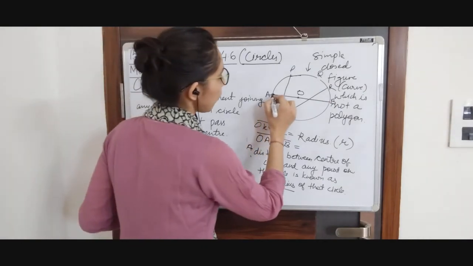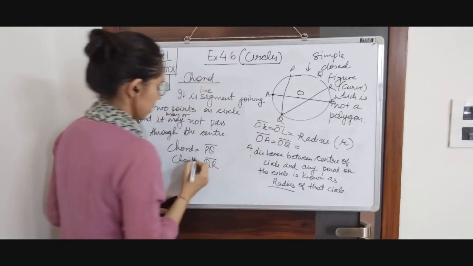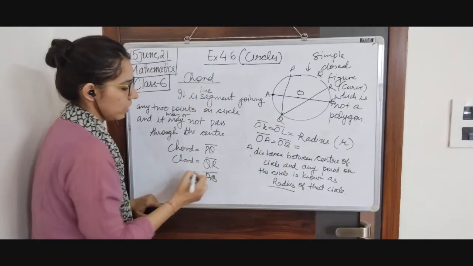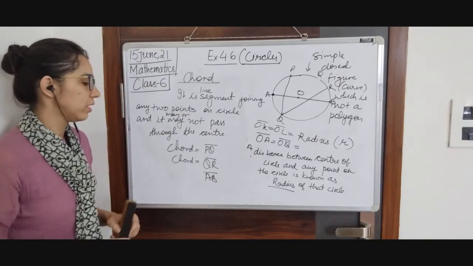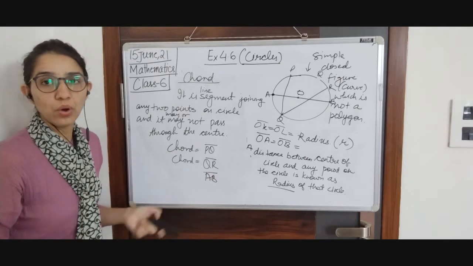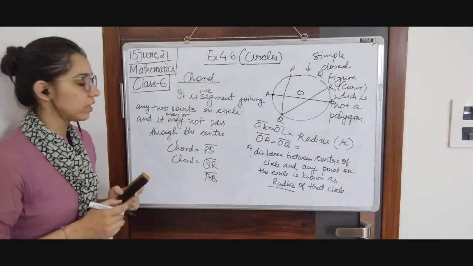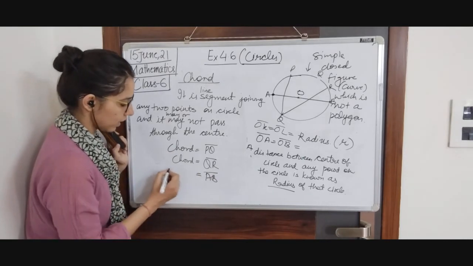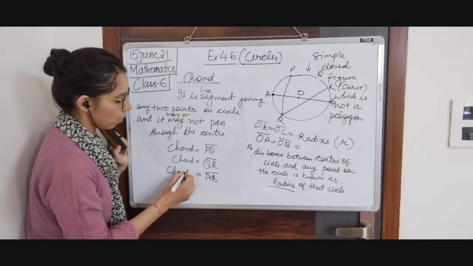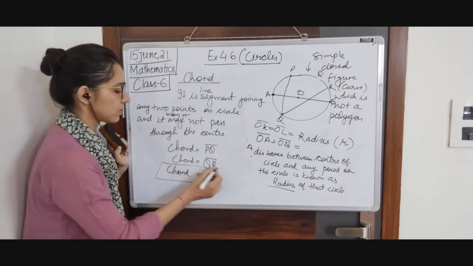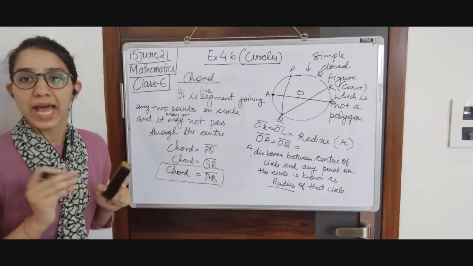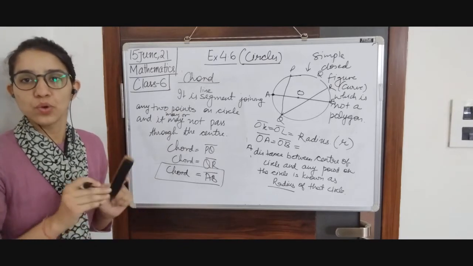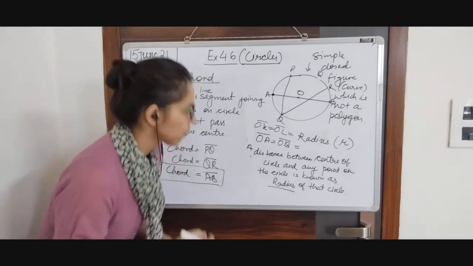And now suppose we are joining A and B. So AB is a diameter. Is AB a chord also or not? So the answer is going to be yes, it is a chord. In fact, it is the longest chord of any circle. Diameter is the longest chord of any circle.